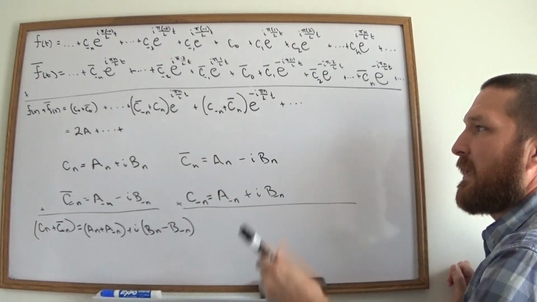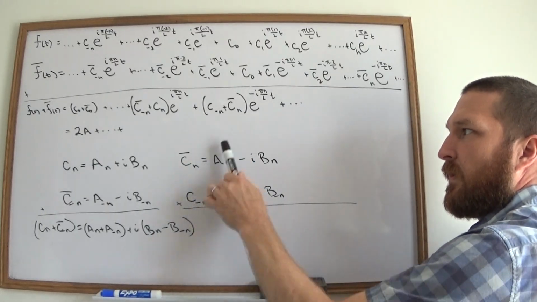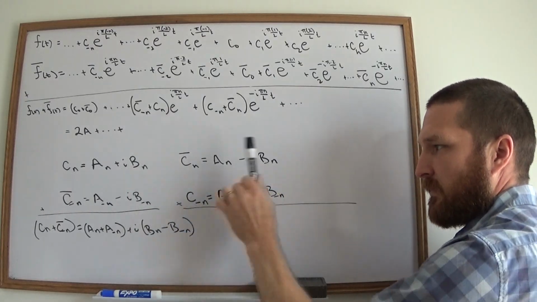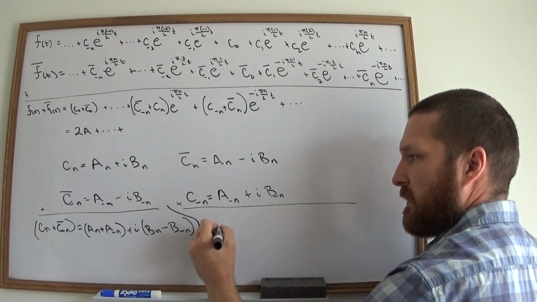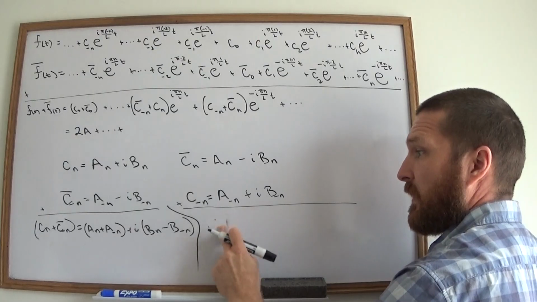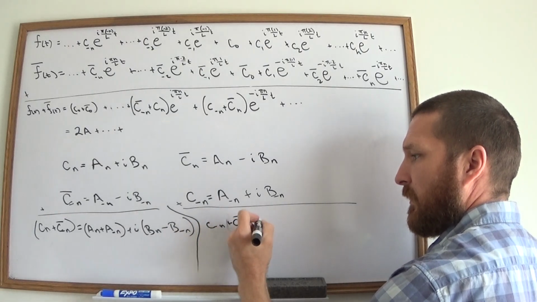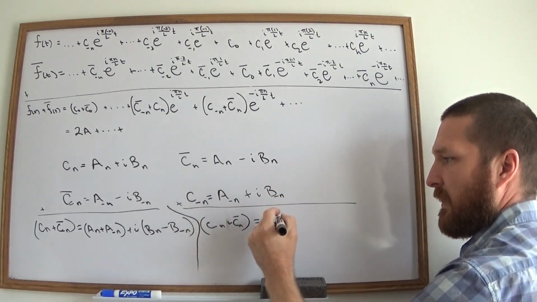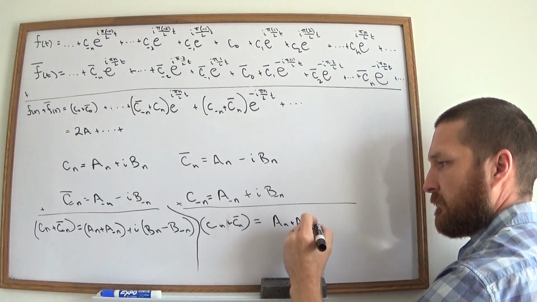We'll fill that in a second. Now this guy right here, we have C negative n, there's C negative n, C positive n bar, C positive n bar. We're adding those together, and what do we get? C negative n plus C positive n bar is the same thing as A n, A negative n.